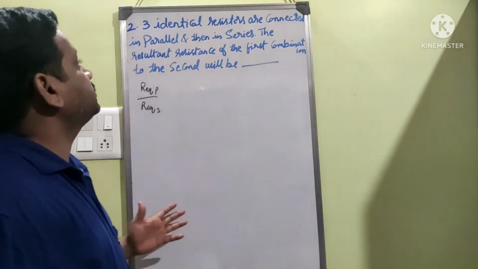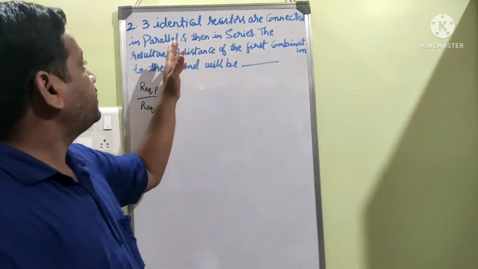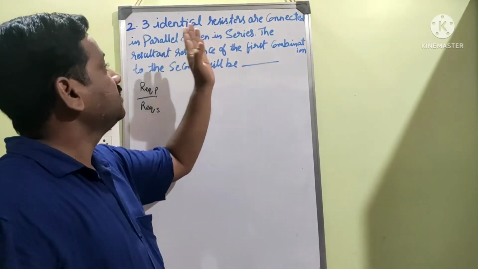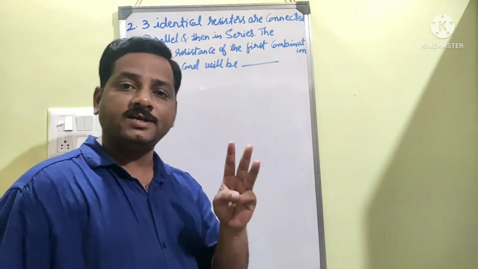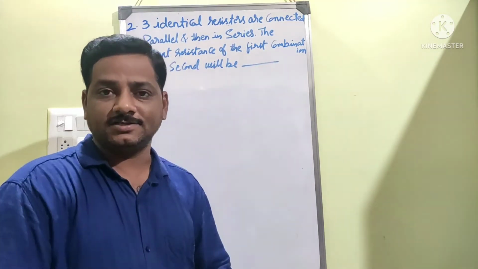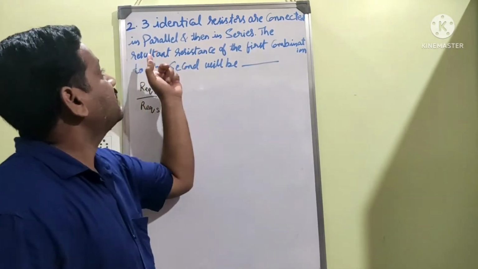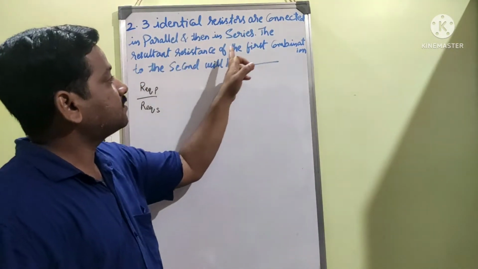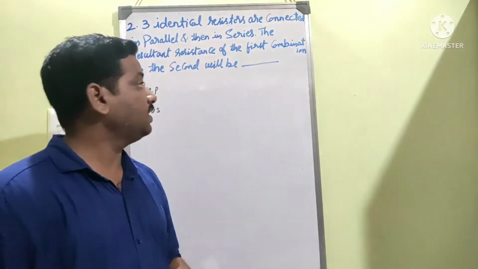So the second question is something like this. Three identical resistors are connected in parallel and then in series. So there are three identical resistors. Identical is the same resistance. They are connected in parallel first and then in series. The resultant resistance of the first combination to the second will be dash.